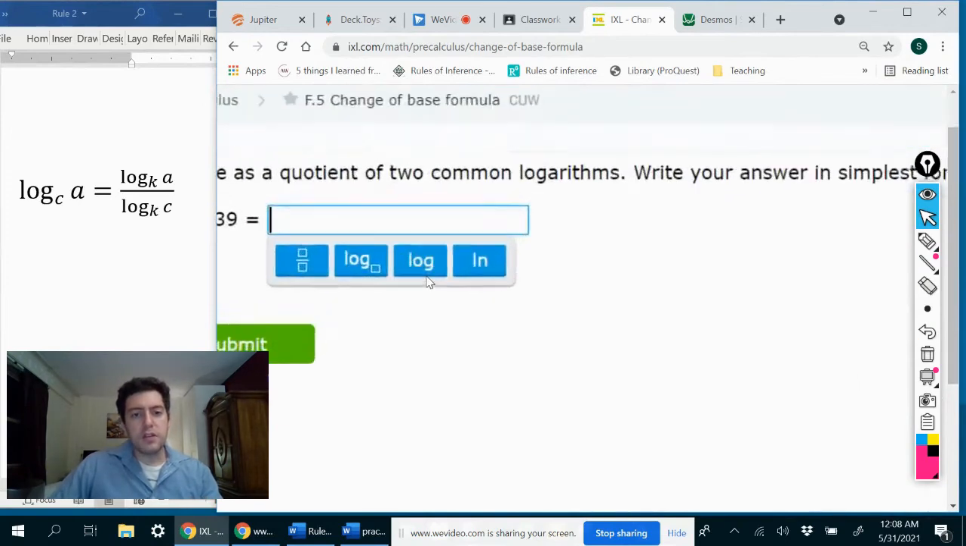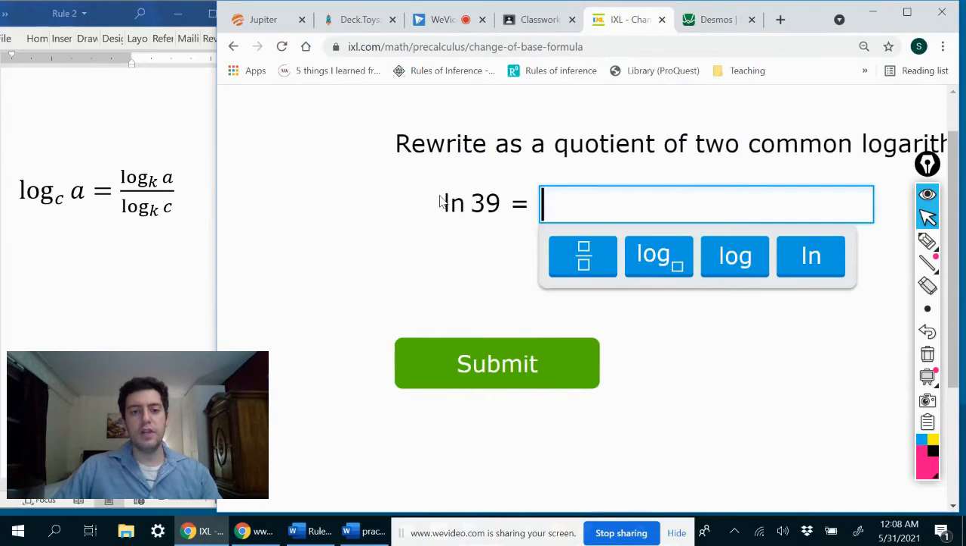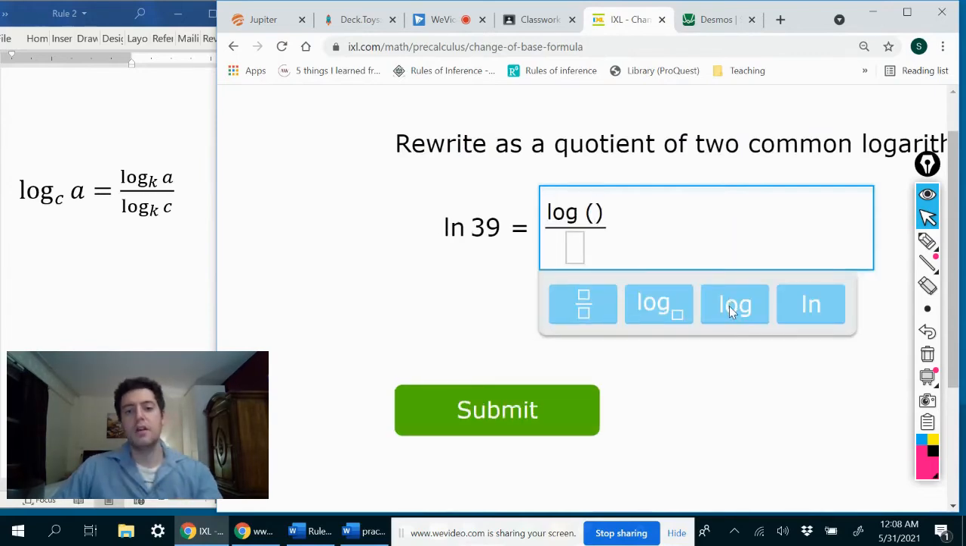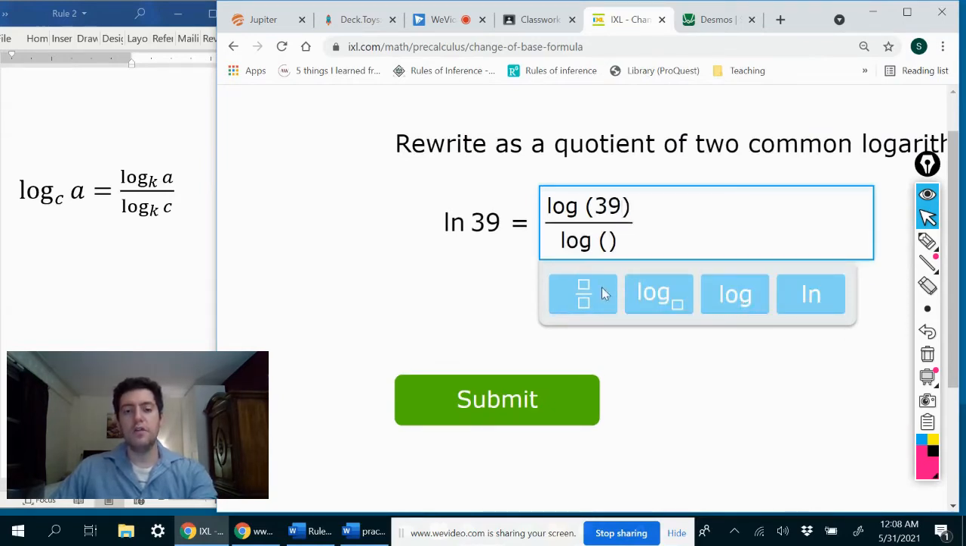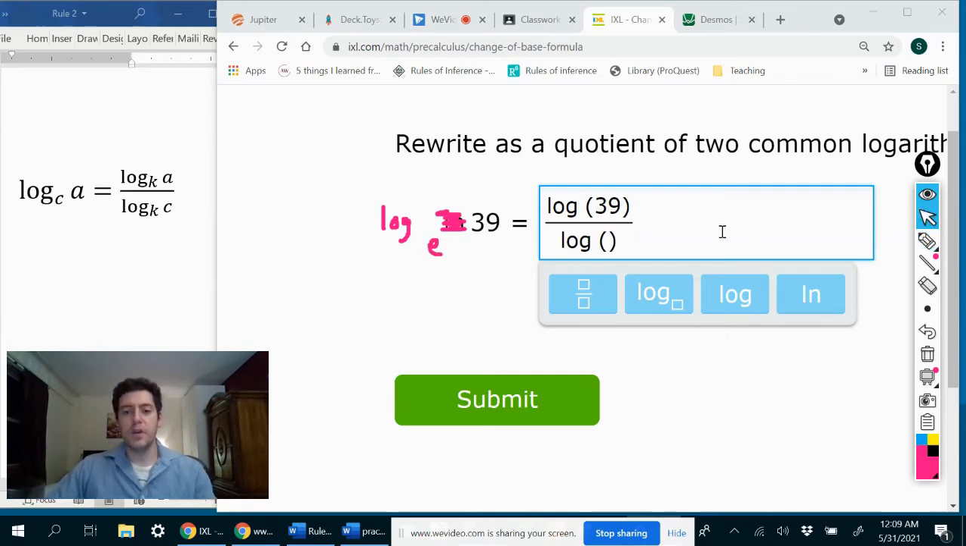Okay, rewrite as the quotient of 2 common logarithms. Okay, so over here we're going to be using common logarithms in the numerator and the denominator, so just log. Log of 39 over the log of what? So over here the base was not written, so you might be thinking that that's 10, but that would be incorrect because it says ln here instead of saying log. So ln means the log base e, log to base e. So we would be putting an e in the denominator over here.